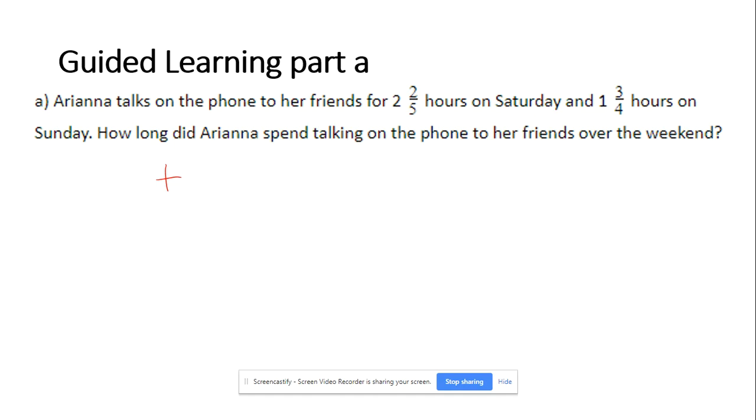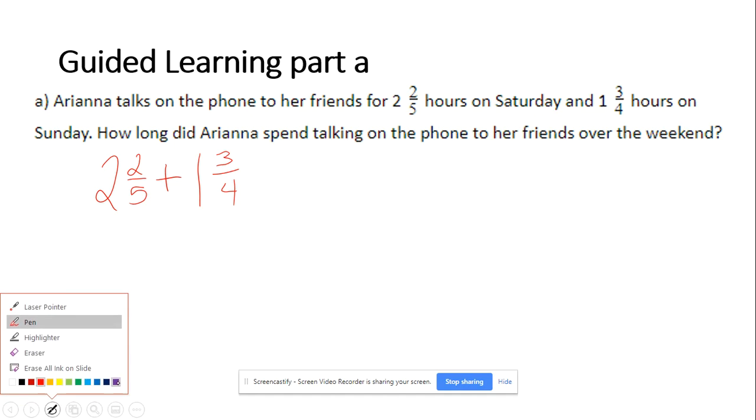On Saturday, Ariana talks for 2 2/5 hours. On Sunday, she talks on the phone to her friends for 1 3/4 hours. So I'm seeing these mixed numbers have different denominators. Just like when we were using fractions yesterday, we need to make sure that we're using common denominators, even though these are mixed numbers.